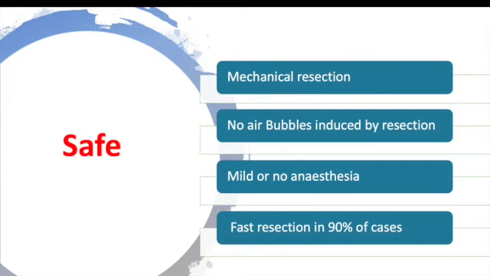Additionally, the 19 French shaver, which has a diameter of only 6.3 millimeters, doesn't need any kind of anesthesia in the majority of cases, or at least you can do a mild anesthesia, which is some local anesthesia. What is really important about the shaver is that in the majority of the pathology, about 90% of the cases, the resection is really very fast. By being fast, you reduce all the anesthesiological complications regarding fluid deficit, or any kind of reaction to the anesthesia, by not doing any anesthesia.